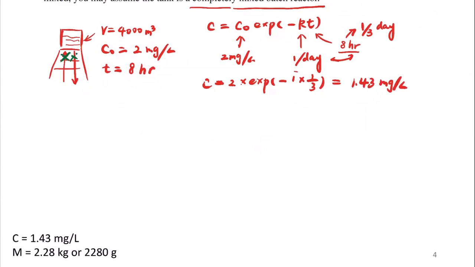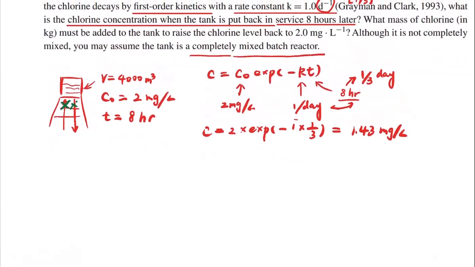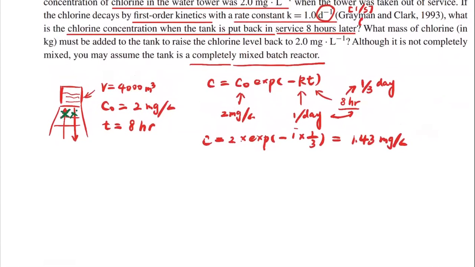So this is the concentration of the chlorine after 8 hours, because it's going to decay or react within the tank. The second part of the question was asking, because we don't want to waste this water, we cannot directly dump it because we can still use it. So what people can do is inject chlorine back into the water to raise the concentration of the chlorine. It's asking us, what is the mass of the chlorine that must be added into the tank to raise the chlorine level back to 2 milligram per liter?